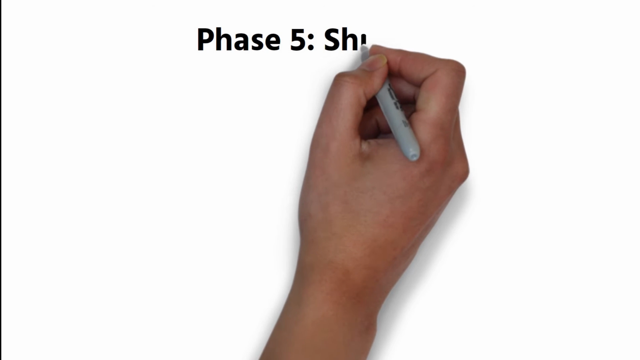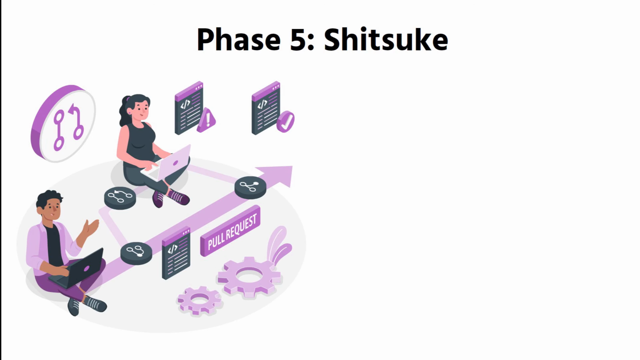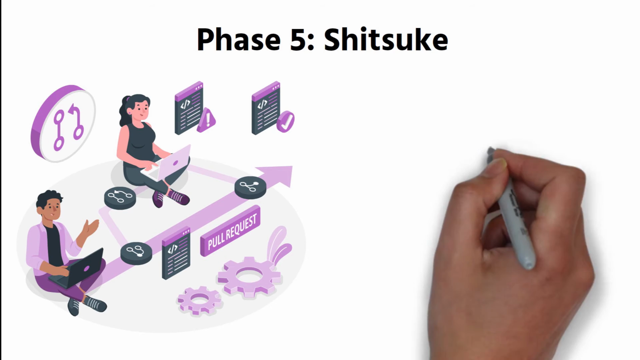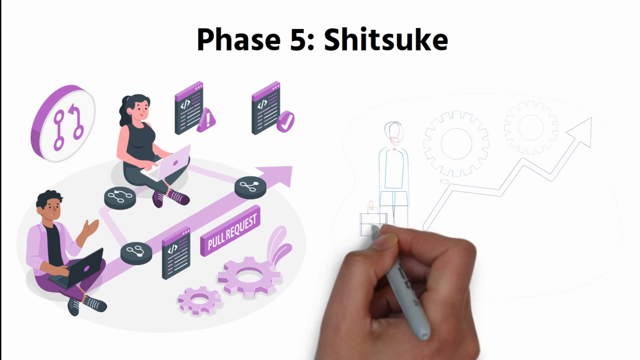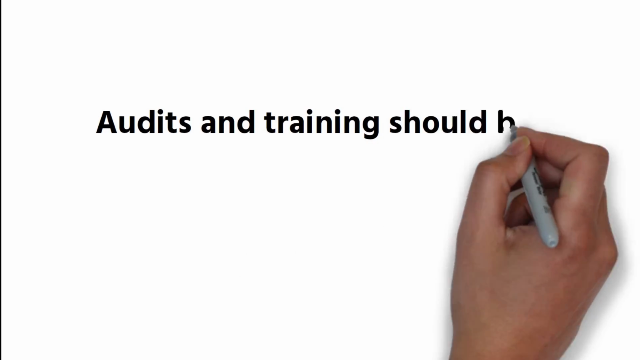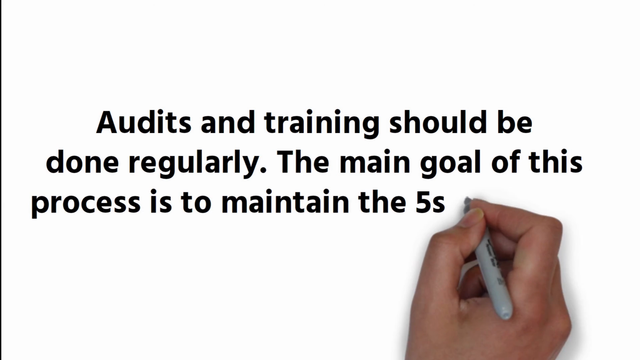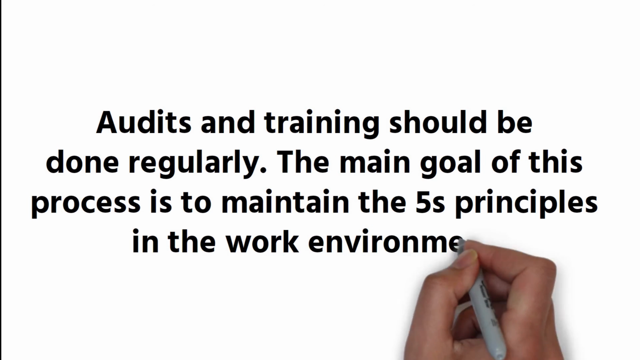Phase 5, Shitsuke. Shitsuke, sustain, represents having a long-term and continuous improvement system. Responsibilities should be established and maintained, and team meetings should be held regularly. Audits and training should be done regularly. The main goal of this process is to maintain the 5S principles in the work environment.